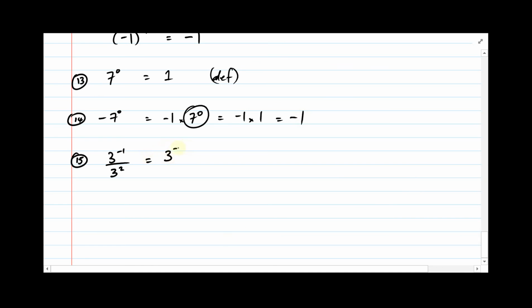I'll start out and I'll write 3 to the negative 1 minus 2, 3 to the minus 3. However, we typically do not want to write our answers with a negative power. So I can use the negative power rule and bring this to the denominator. It now becomes 1 over 27. Remember, we need to know all the way to 3 to the 5th. 3 to the 1st is 3, then 3 squared 9, 3 cubed 27, 3 to the 4th 81, and 3 to the 5th 243.